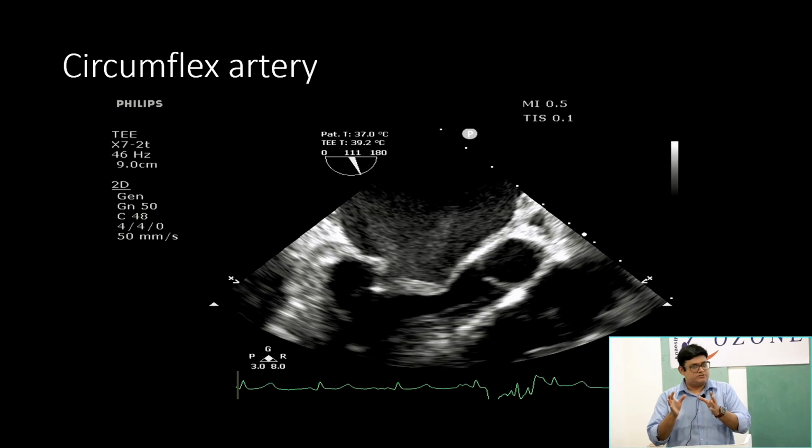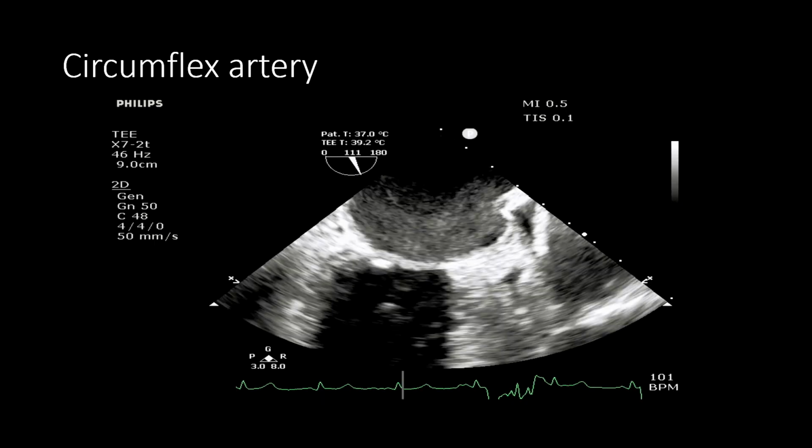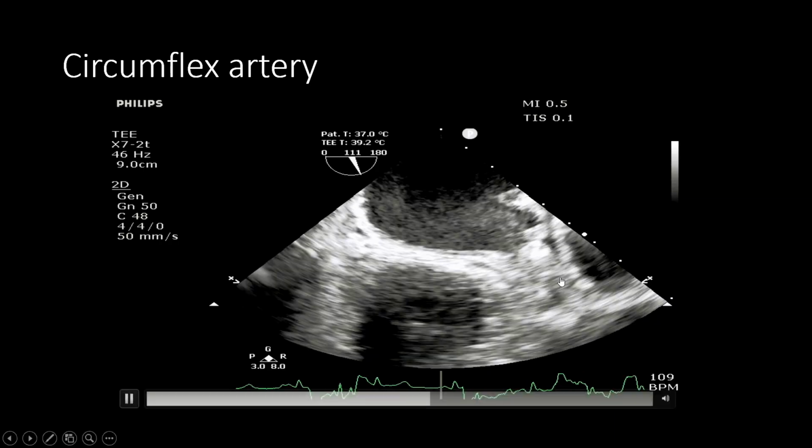You take a good zoomed view of the mitral valve in the mid-esophageal long axis at around 110 to 112 degrees, and once you have this kind of image, you start turning the probe to the left so that you will see more of the posterior structures. So here you can see the bifurcation occurring here.